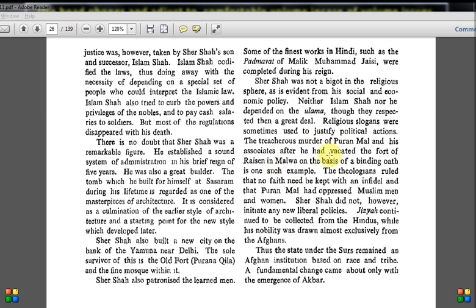So this is actually one Hindu person who was killed. This is one example they are giving of the Hindu-Muslim issue that was there internally. The theologians ruled that no faith need be kept with an infidel, and that Puran Mal had oppressed Muslim men and women. So there were allegations that this Hindu person oppressed Muslim men and women. So he was treacherously killed.